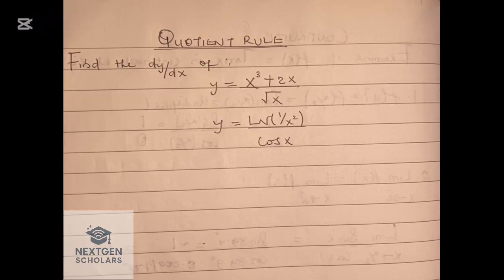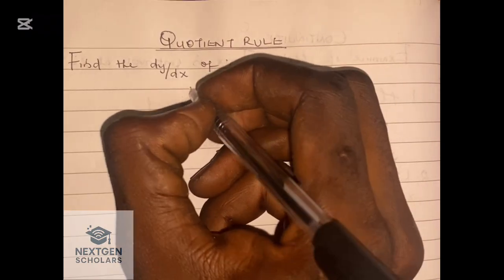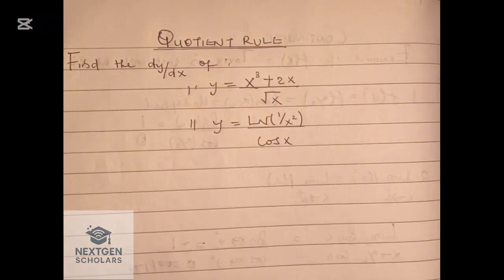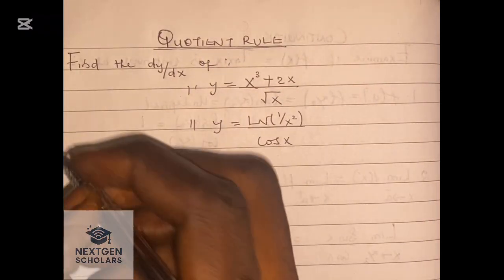You're welcome to this video. We have to find the dy/dx of this function: (x cubed plus 2x) all over the root of x. The second one is ln of (1 over x squared) divided by cos x. So let's start with the first one.